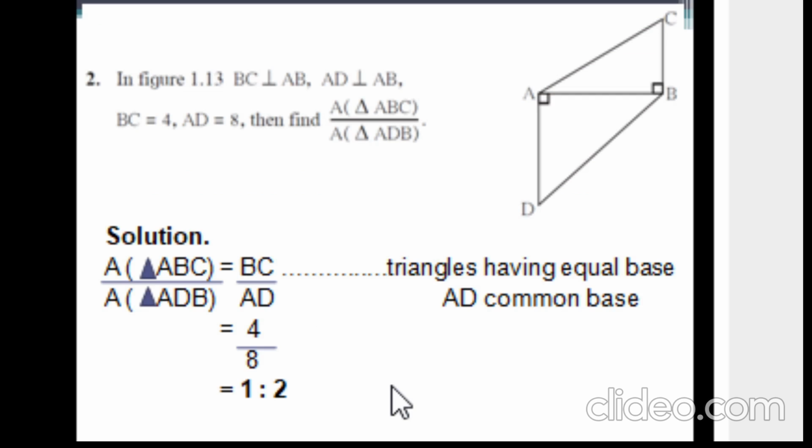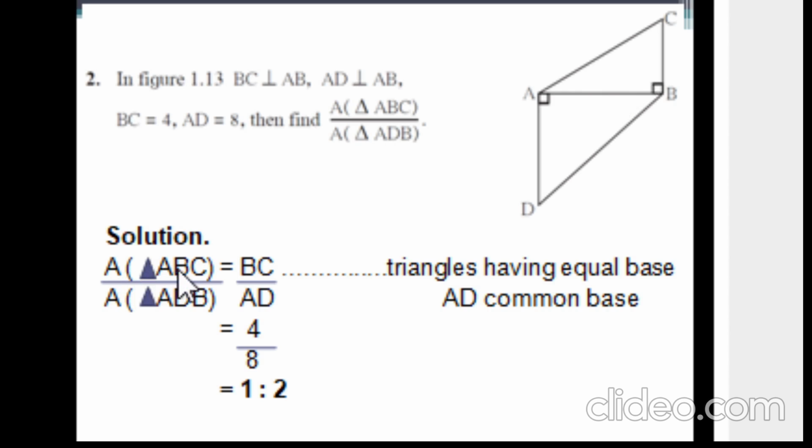Next question. In this question you have been given one figure. In this figure, see, there are two triangles: the first triangle ABC and another triangle ABD or ADB. BC is perpendicular to AB, and AD is also perpendicular to AB. BC is given as 4, AD is given as 8. Then what we need to find out is the ratio of the area of triangle ABC upon the area of triangle ADB. We have to find out the ratio of areas of these two triangles.